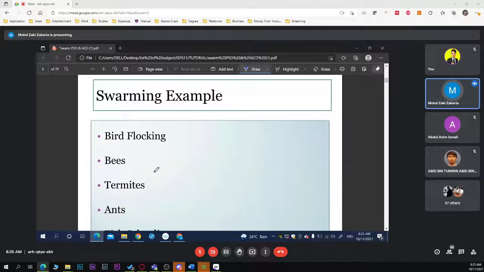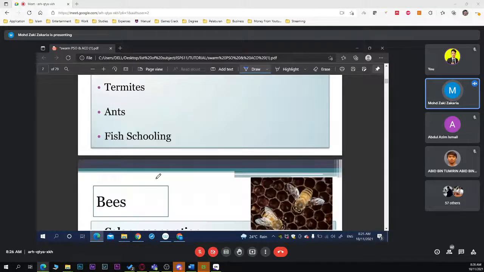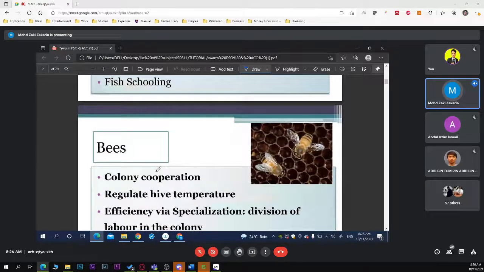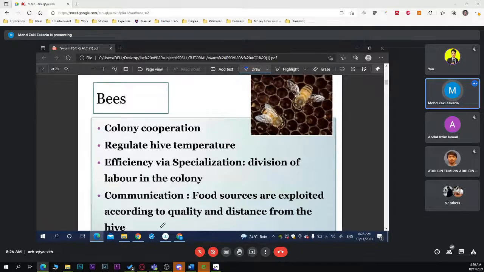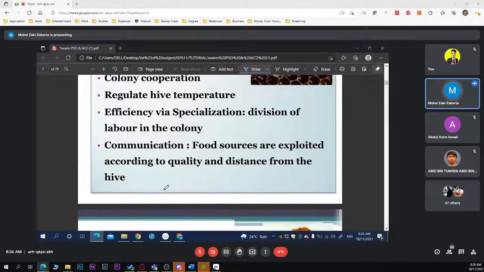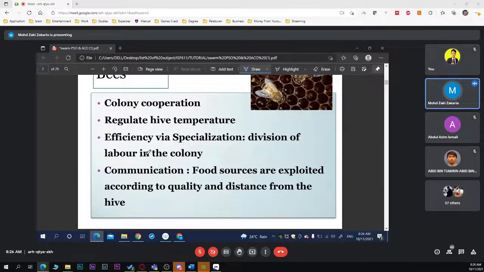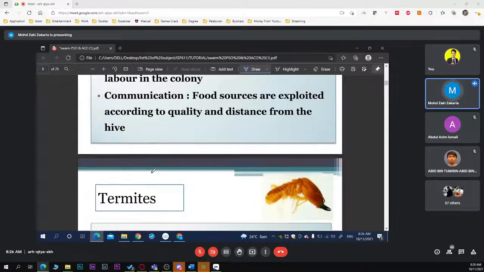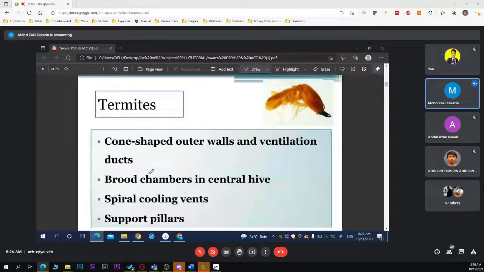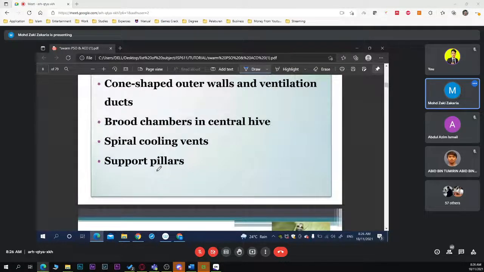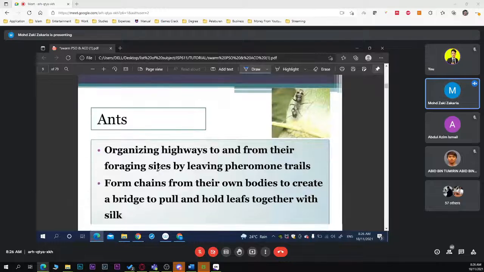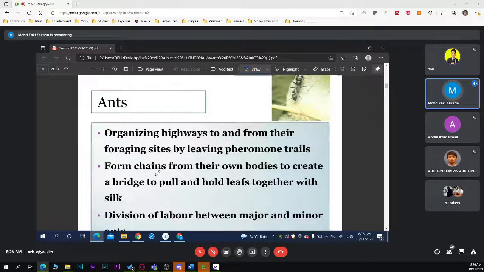This is the example of swarming: bird flocking, bees, termites, and fish schooling. These are the bees. But for bees, for this subject, we do not cover. We just cover ant colony, particle swarm, firefly, and cuckoo. Cuckoo is a bird. Termite, okay, like this. And we cover the next topic, ant colony.